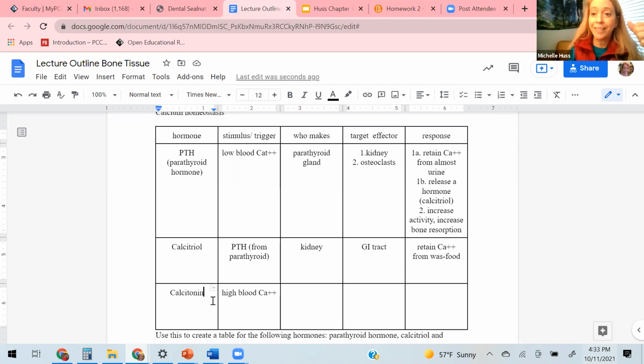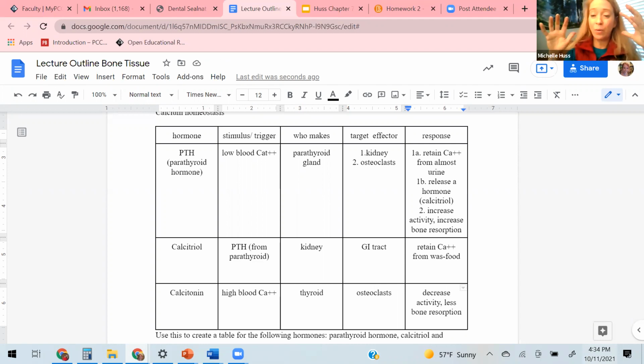We're going to release calcitonin, and the organ that's going to release it is the thyroid gland. Okay, so the thyroid gland is going to release it, and the target is osteoclasts. And the response of the osteoclast is exactly opposite. Decrease activity. Less bone resorption, less taking calcium from the bone.